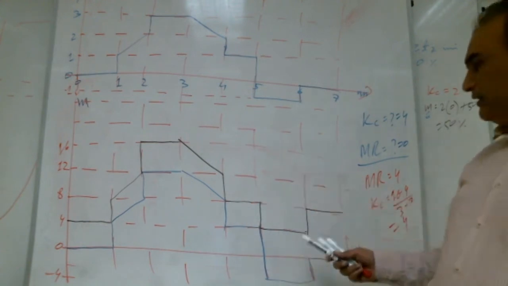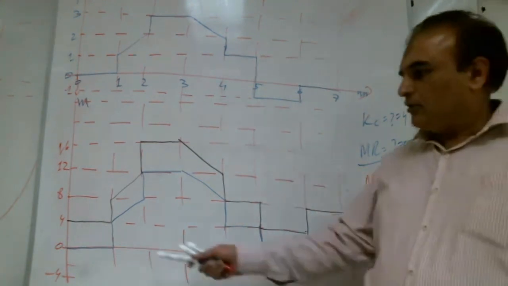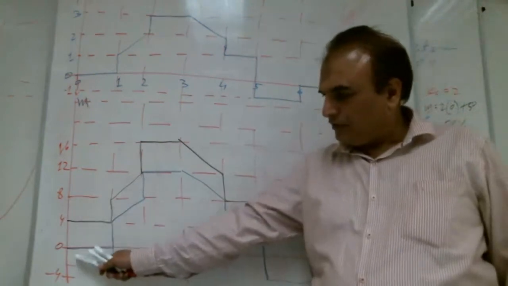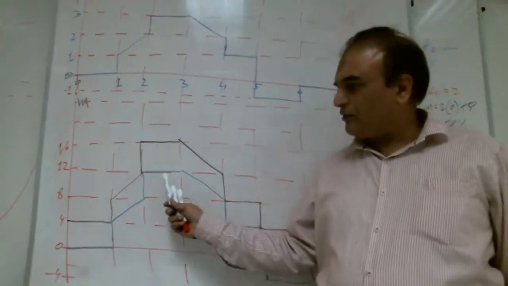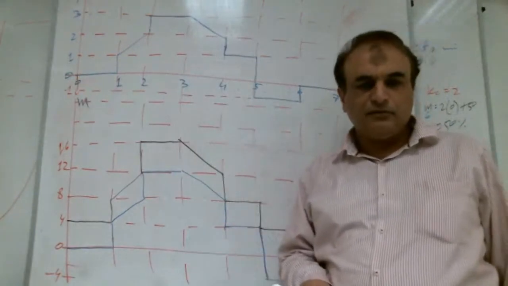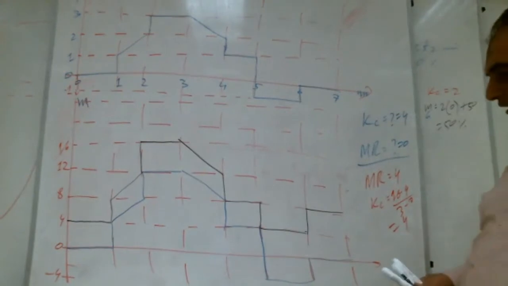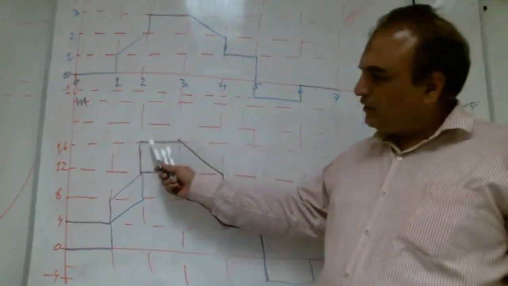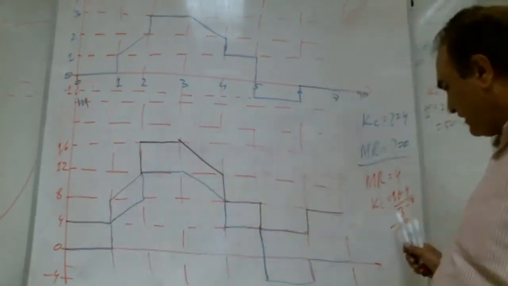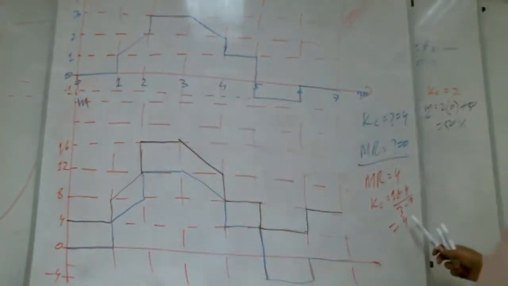If you go graphically, as soon as you got MR is 4, bring it down 4. So it will be here. So maximum not 12, 12 by 3, 4. Right, Shabab? If you go mathematically, total change: 16 minus 4, divided by 3 minus 0, is 4.